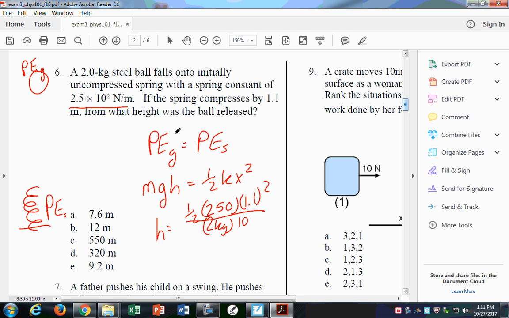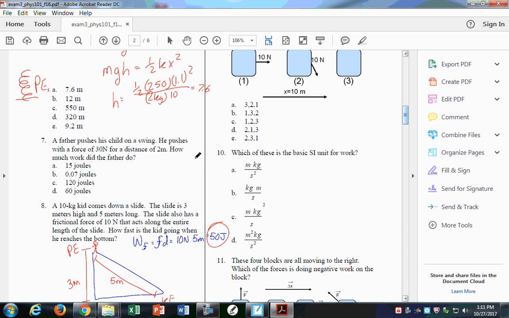Oh, I get 7.6. Anybody else get that? Y'all agree? Yeah, that's equal to 7.6 meters. That's a good conservation of energy problem. Okay. Any of these others look like something y'all want to talk about? Any particular problems regarding the conservation of energy?